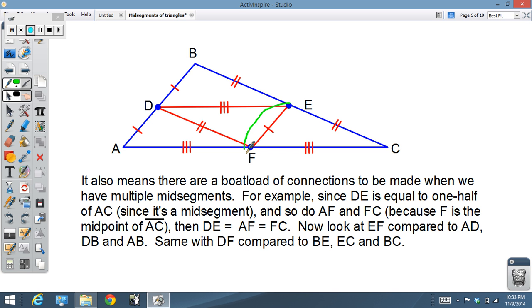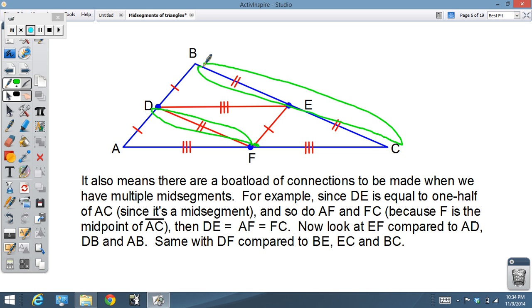Same thing is going to happen here. EF is a midsegment parallel to BD, congruent to BD, congruent to DA, all three of those segments. Finally, the last one here, DF, is parallel to BC, also congruent to EC and BE. So take a moment to study that. Pause if you need to.